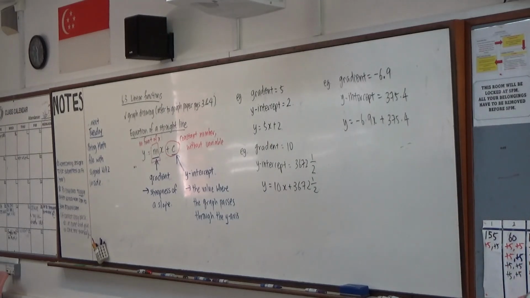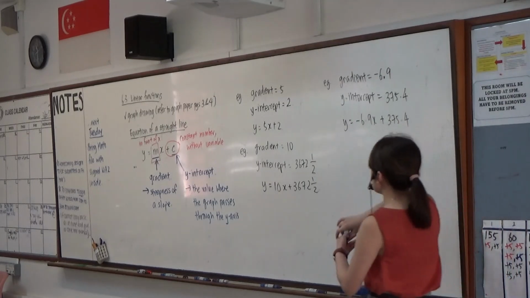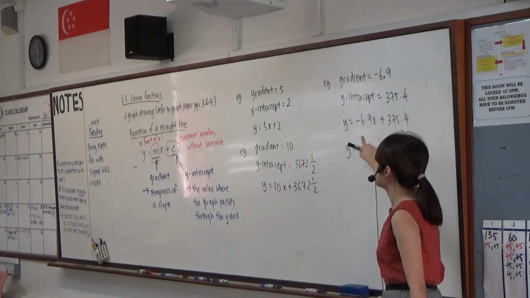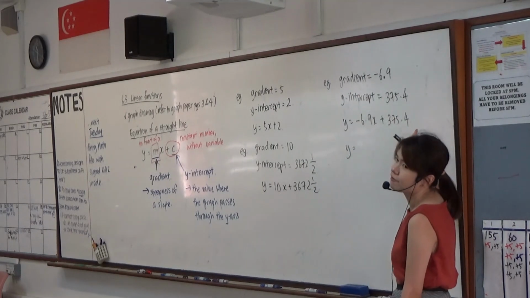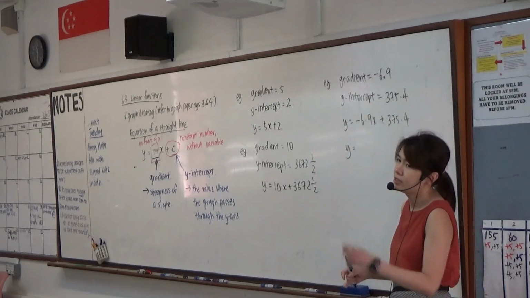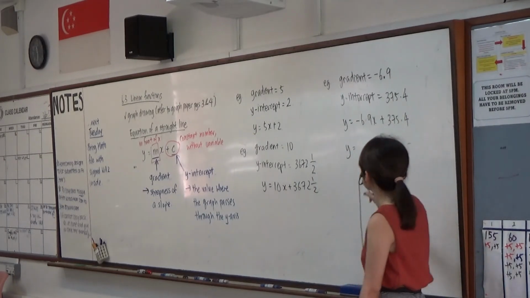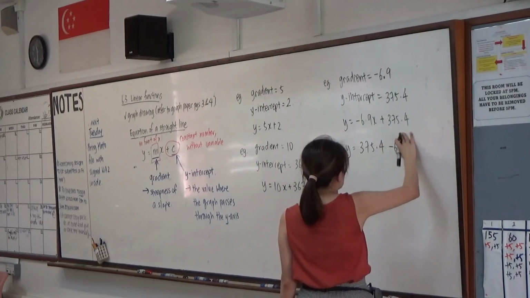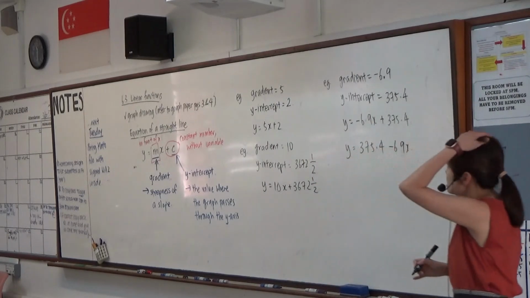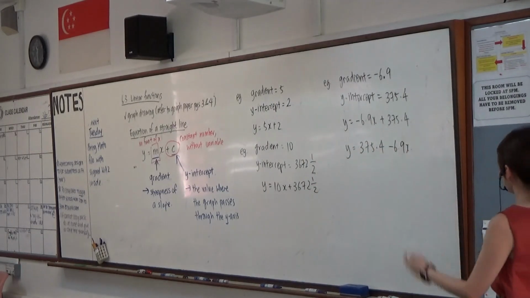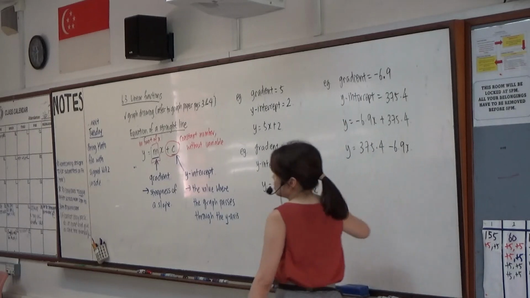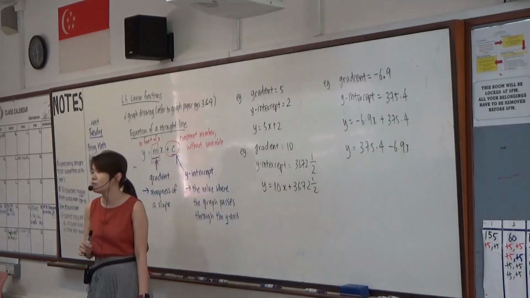Okay, I want to ask, is there an alternative way for us to write this equation? Instead of saying negative 6.9x plus 375.4, how else can I write it? 69 over 10 plus 375. Yes. Okay, so 375.4 minus 6.9x, right? So that's also another way of writing. Okay, so I want us to be very clear about how we can write an equation.